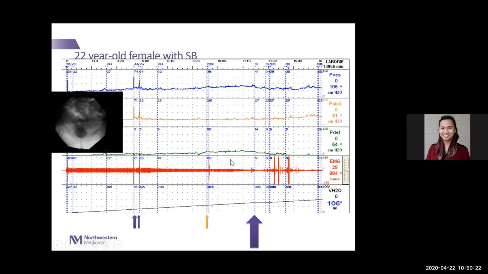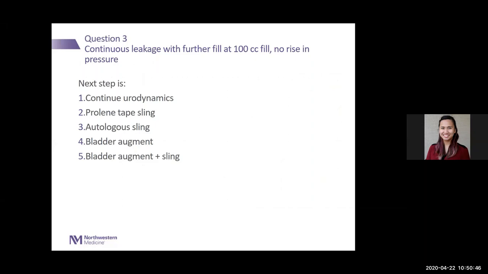And at this big purple arrow, she starts just pouring out urine, pouring out the inflow at the same rate as it goes in. And this is actually not at 392 volume. This is at like 100 cc's volume. So the fluid that you're putting in is leaking back out. So what are we going to do with this? We didn't get much in. She's very frustrated. She wants to be dry. She's super wet. So she has continuous leakage with further fill without any further rise in pressure.